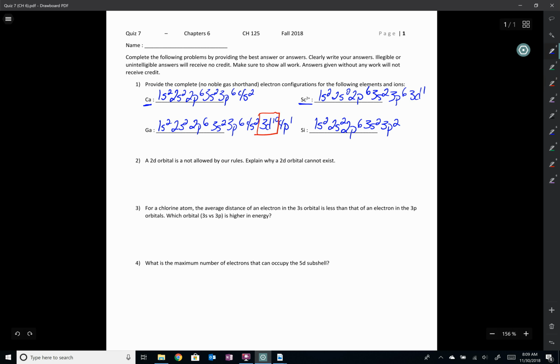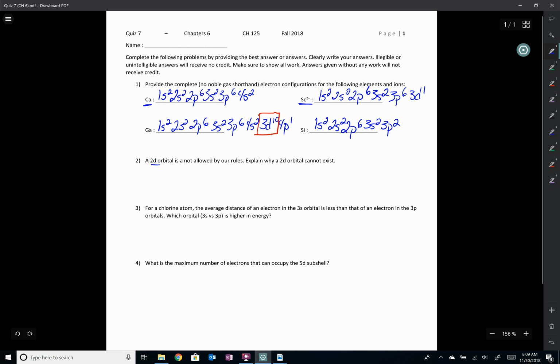All right, question 2. It's asking about why a 2D orbital cannot exist. So this question is basically saying, do you understand the rules for quantum numbers, right? There's a complex answer to all this. We're not too interested in that now, right? This question is just basically another way of asking, do you understand quantum numbers?